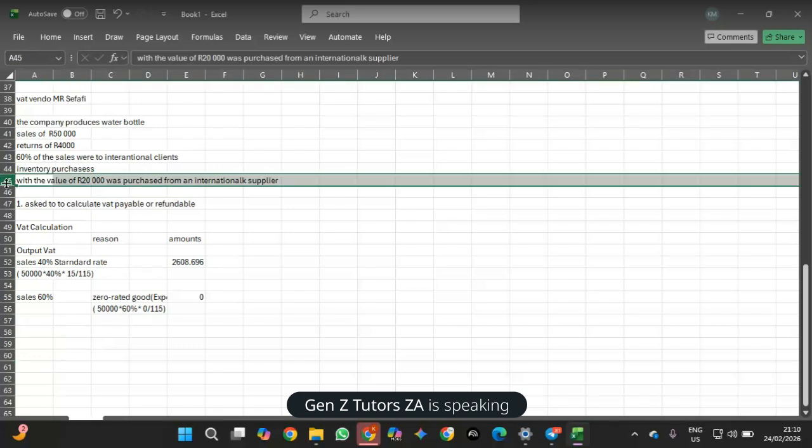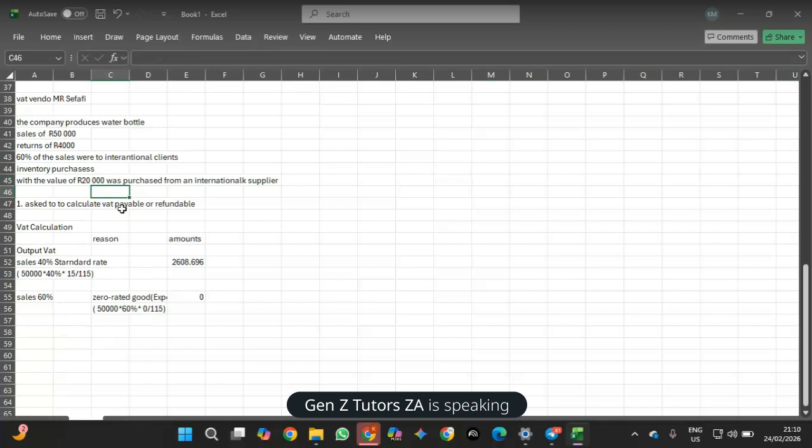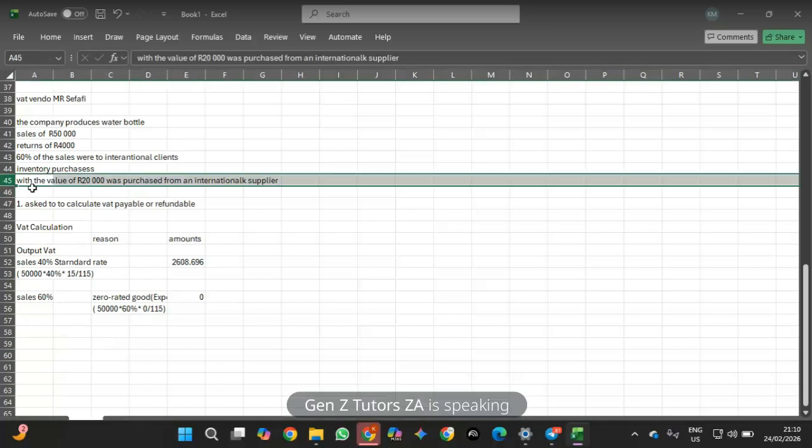And then inventory purchases with the value of, and remember the wording is important. We are told here inventory with the value of 20,000 was purchased from an international supplier. Now I'm asking you, guys, if we are buying something from an international person, do we get charged VAT on imports?